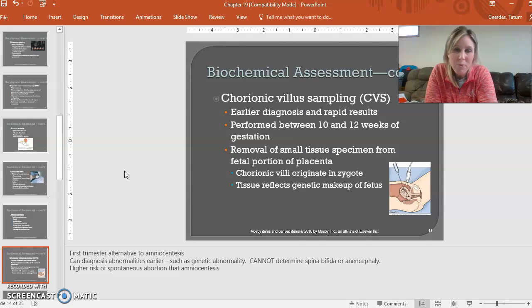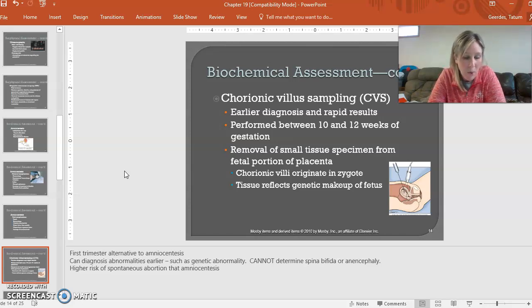All right, let's move on and talk about chorionic villus sampling. So this is a genetic study. Oftentimes we do this in the first trimester as an alternative to an amniocentesis. We can diagnose abnormalities much earlier because we can do this in the first trimester. The big thing is it cannot detect any neural tube defects like spina bifida. So this cannot detect that. But it can detect other abnormalities.